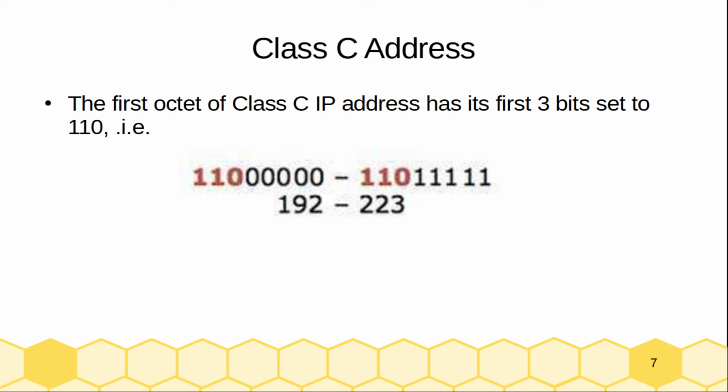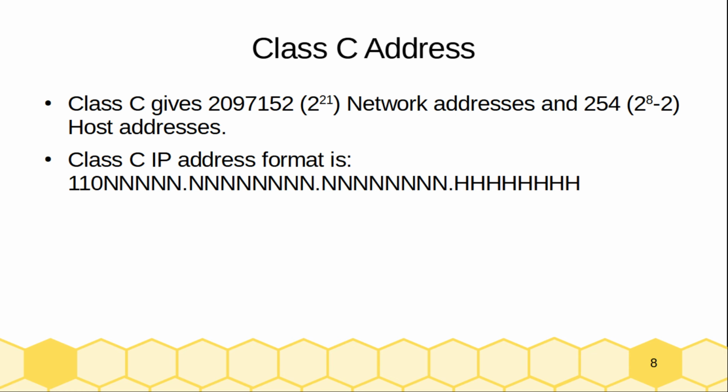In class C addresses, the first octet has its first 3 bits set to 110, as you can see in this image. If we encounter a first octet starting with 110, then we can say this is a class C IP address. The class C range is from 192 to 223, that is 192.0.0.x to 223.255.255.x, and the default subnet mask is 255.255.255.x. Class C gives 2 power 21 network addresses and 2 power 8 minus 2 host addresses. The class C format is 110, then the remaining portion up to the third octet is the network, and the last octet is the host ID.